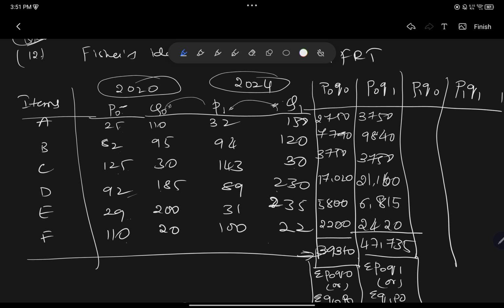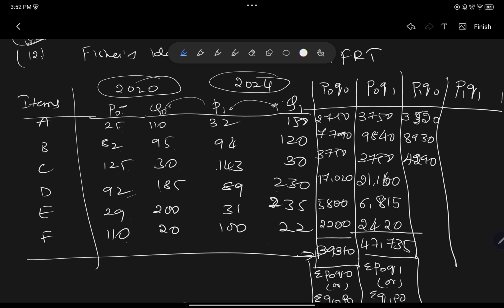First this, 110 into 32, that is 3,520. Next, 95 into 94 is 8,930. Next, 30 into 143.